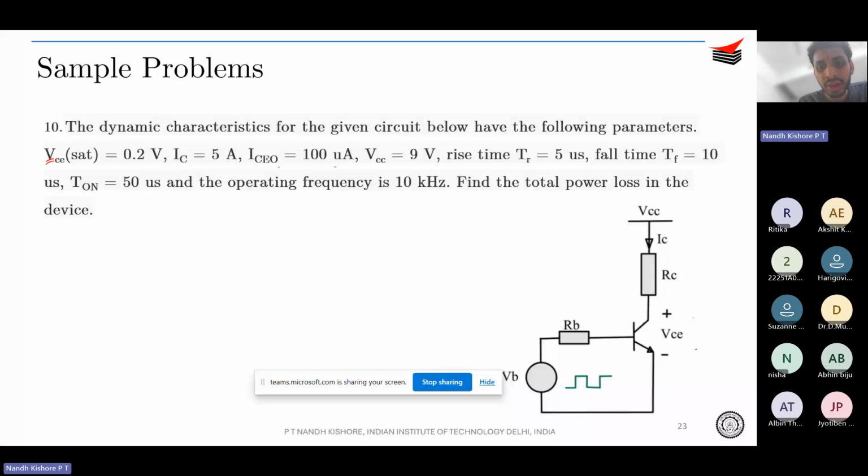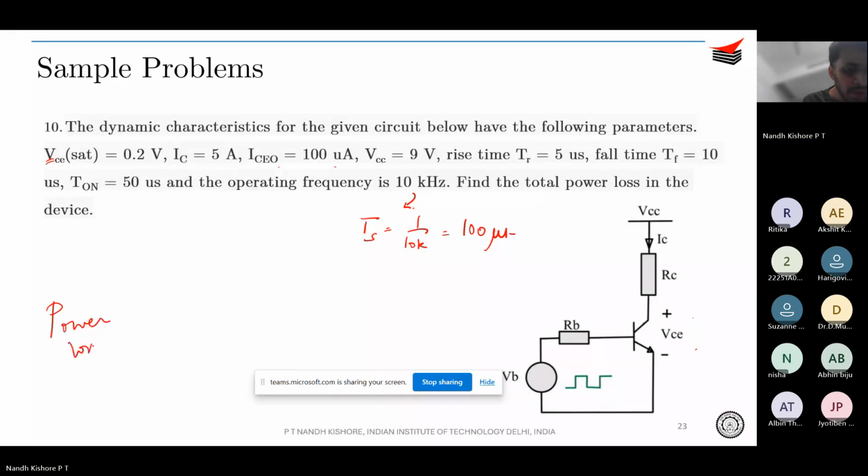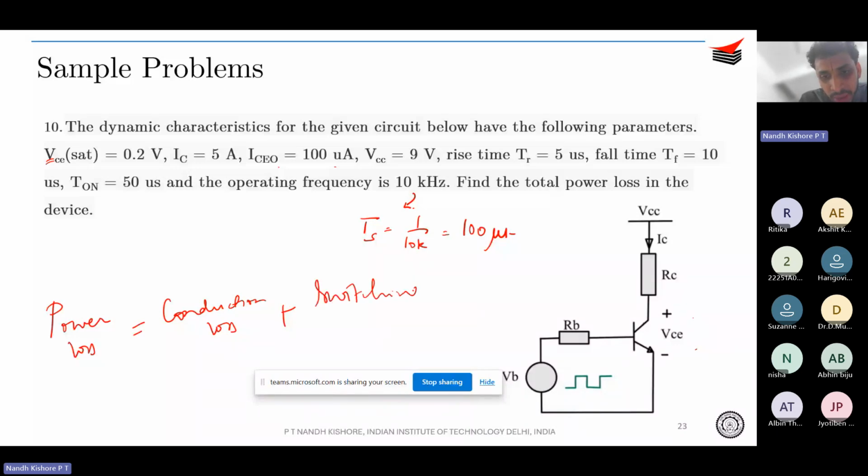So if you tell operating frequency is 10 kilohertz, what is the switching period? TS is going to be 1 by 10K, or it's going to be 100 microseconds, right? Find the total power loss in the device. Power loss is how much? So power loss is a summation of conduction loss plus switching loss, right? This is something you guys already know. Okay, so we will find out individually the conduction loss, individually the switching loss, and then just sum them up.